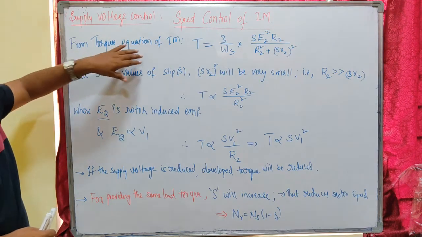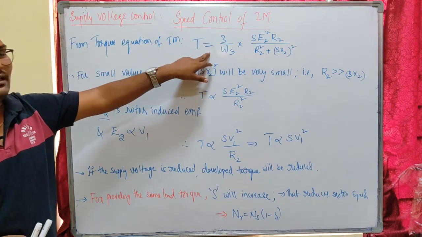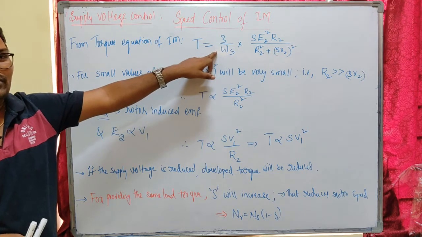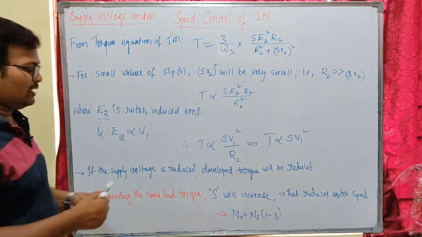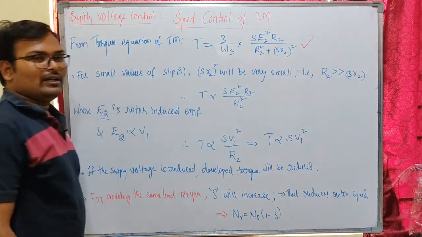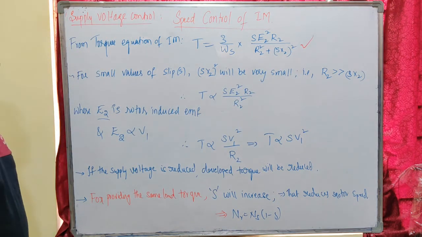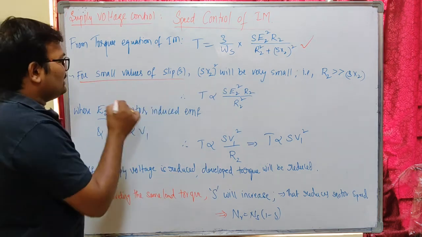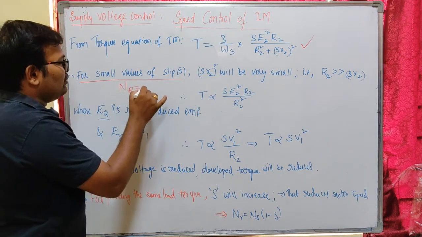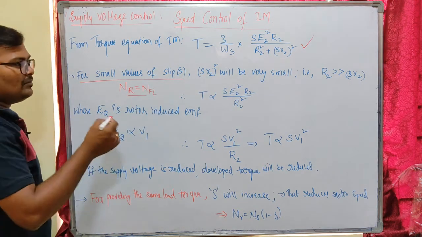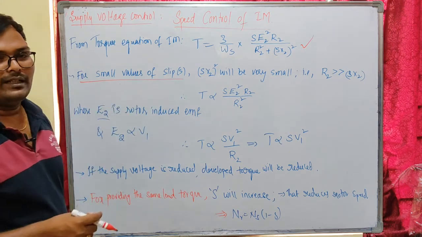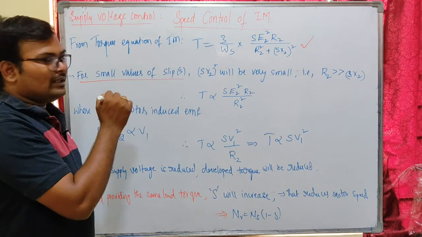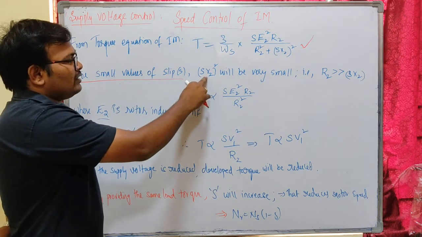So let us see from the torque equation of the induction motor, where T is torque, which is nothing but 180 by 2 pi Ns into S E2 square R2 over R2 square plus (S X2) square. You know the torque expression, right? Let us see for smaller values of slip. When the induction motor is at full load speed, the slip will be very small. For a small value of slip, S times E2 square will be very less.